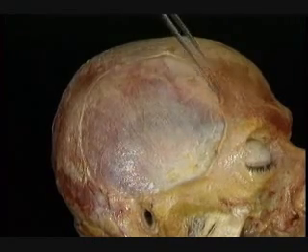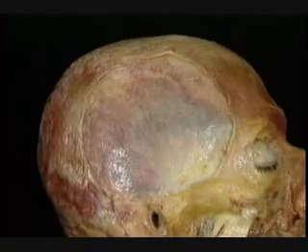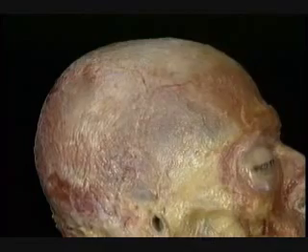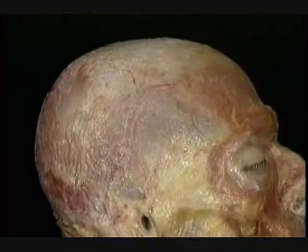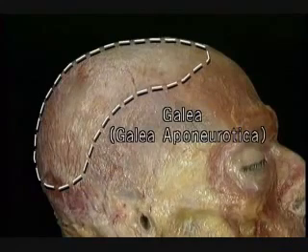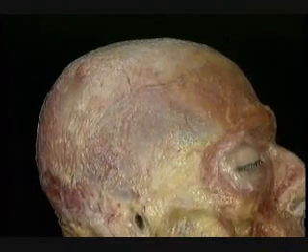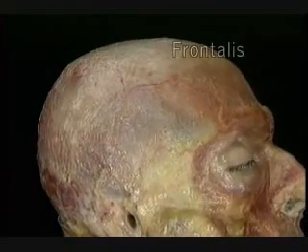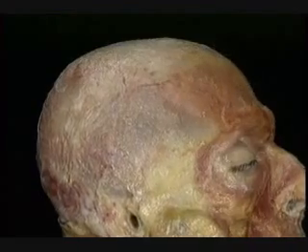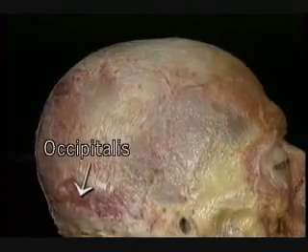To see it better, we'll add all of it to the picture. Over the dome of the skull, the epicranium is formed by a sheet of tendon that's known as the galea, or galea aponeurotica. Two muscles are attached to the galea. In front, the frontalis, and behind, the occipitalis.